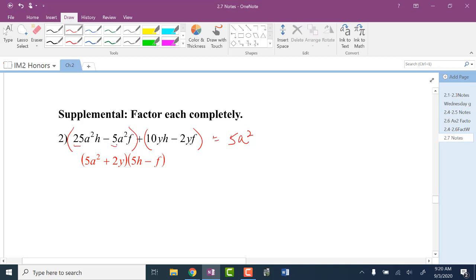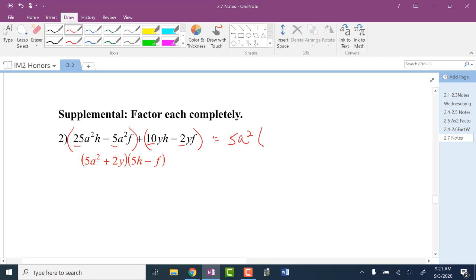Ooh, 25, 5, 10. So far, 5 goes into all 3 of these. Wah, wah, wah. 5 doesn't go into 2. A squared, no A, no A. H, no H. Done with the H's. F, F, but 2 others are missing in F. So there is no GCF. You should always look for that first, though.